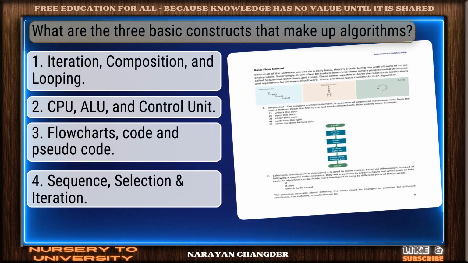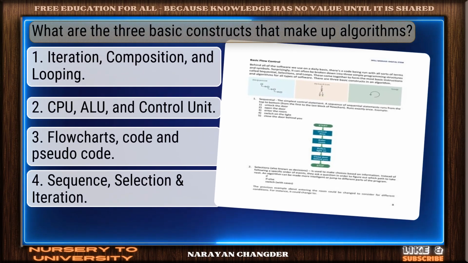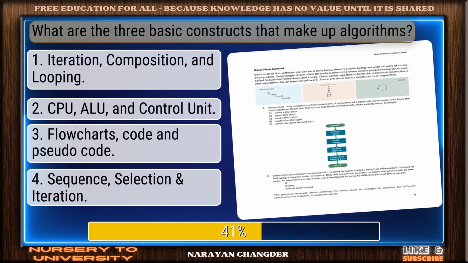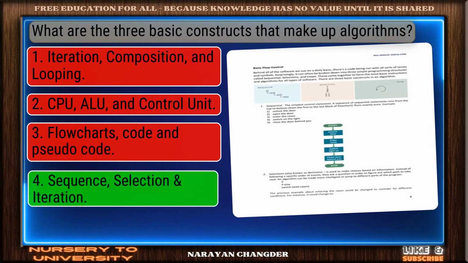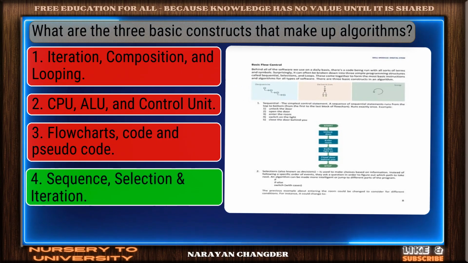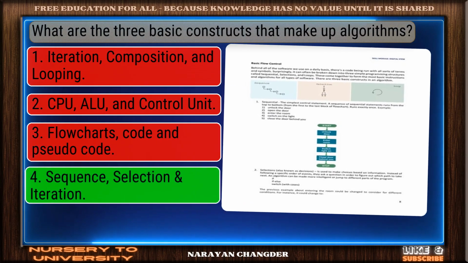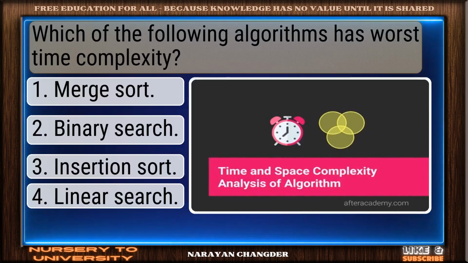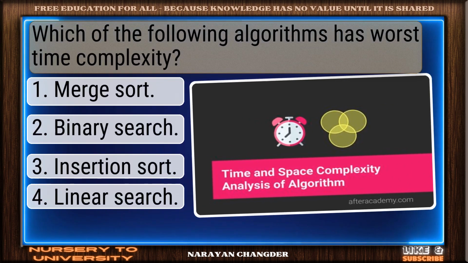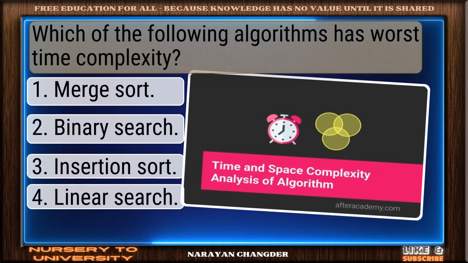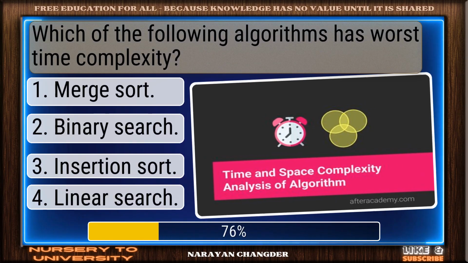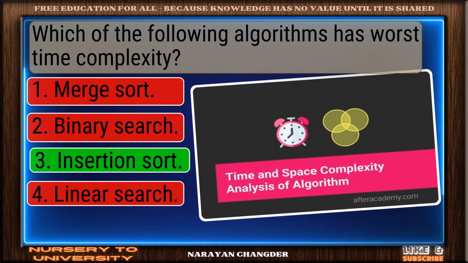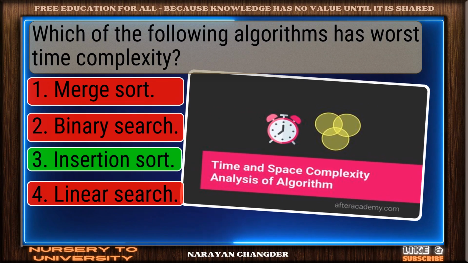What are the three basic constructs that make up algorithms? On track, sequence, selection, and iteration is the correct answer. Which of the following algorithms has worse time complexity? Excellent. Insertion sort is a brilliant choice.